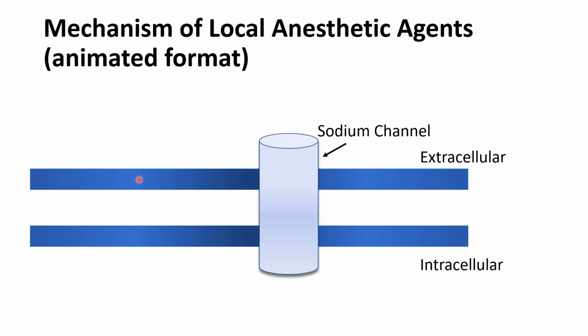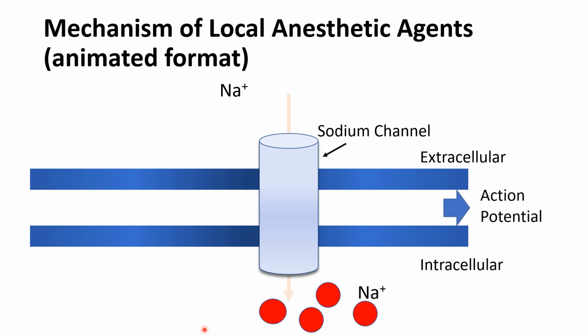So let's see the animated format for the mechanism of action of local anesthetic agents. In order for local anesthetics to penetrate a nerve membrane, they must be uncharged. They block the action potential from inside the membrane by binding to the receptor site of the sodium channel when charged. This disrupts the influx of sodium into the neuron, and they prevent an action potential from forming, thus blocking the signal conduction. The drugs preferentially bind to activated sodium channels, leading to a faster onset of neuronal blockade.